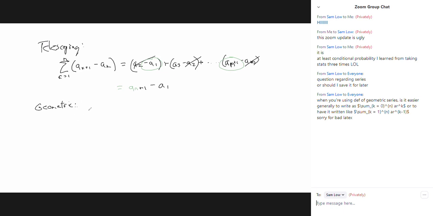But so what did we have? We had that if I have a finite sum, k equals 0 to n of a times r to the k. So remember, what was this? This was (r to the n plus 1 minus 1) over (r minus 1). Hopefully I got that right.